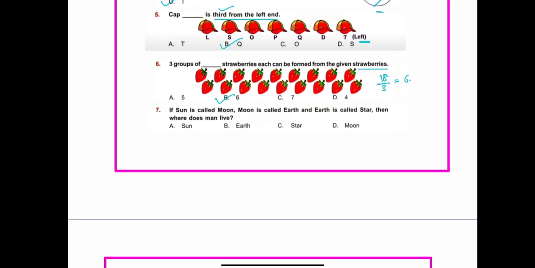Question 7. If sun is called moon and moon is called earth and earth is called star, then where does man live? And as we know, man lives on earth, but here earth is called star. So option C is correct.